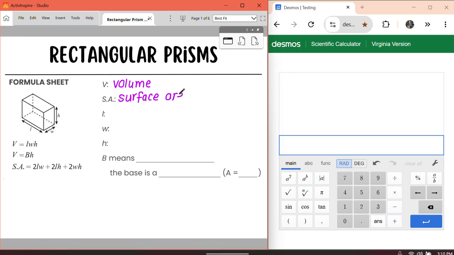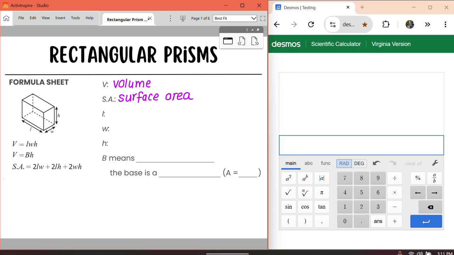So in Virginia, on our formula sheet, we have three formulas that go with rectangular prisms. I'll be honest, Miss Voss and I prefer to just use the first one and the last one, but we will go through what all of the formulas mean. And using the first and second one, they both get you the same answer. We just prefer to use the first one most of the time because we think our students do better with it. So let's go through each of the letters.